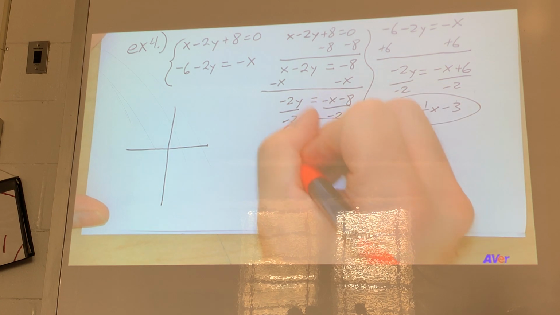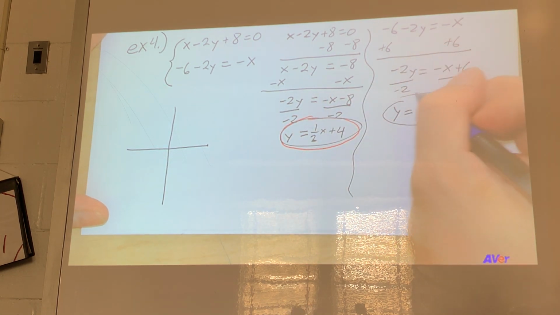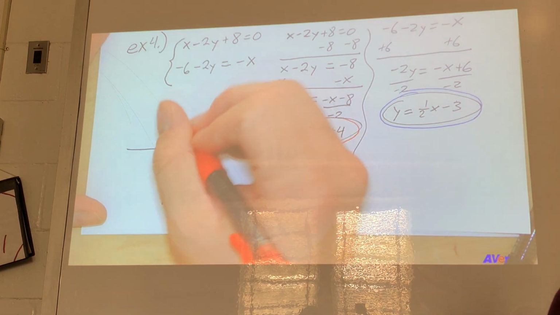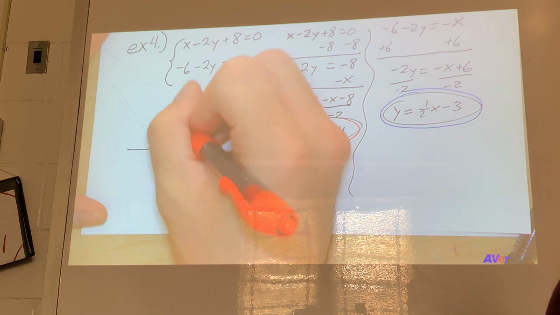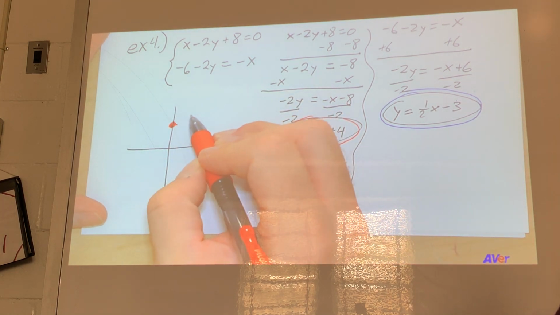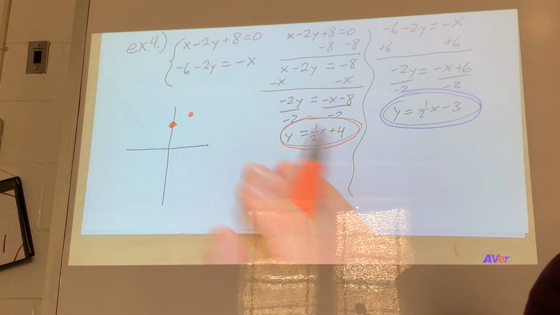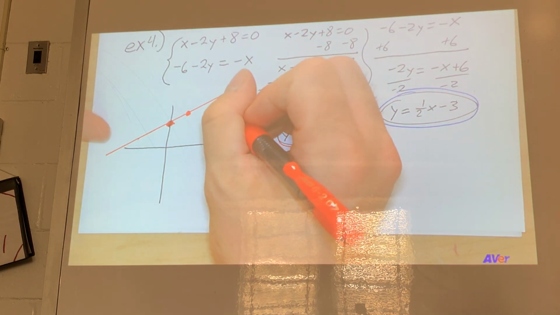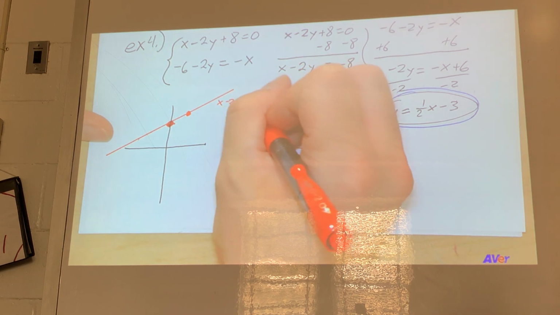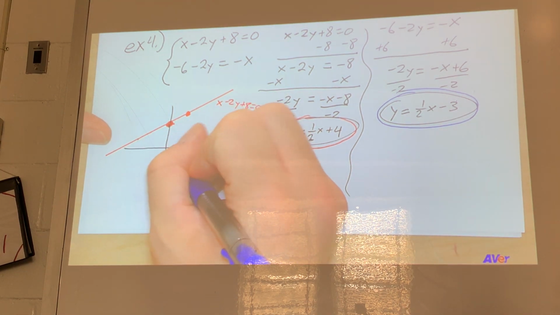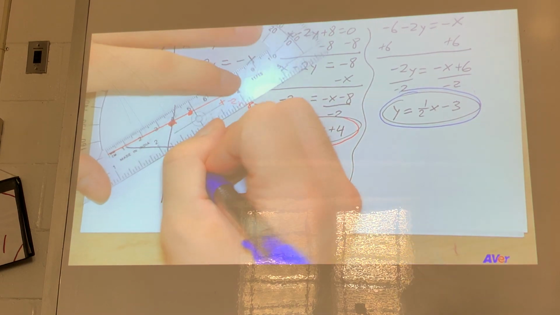All right, this one I'm going to do in red. This one I'm going to do in blue. The red one, I'm going to start at 4. Starting at 4, and I'm gonna rise 1 and run 2. Now I don't need to do the pattern for these because we know they're parallel, right? So there's my x minus 2y plus 8 equals 0. And then the other one I'm starting at negative 3 and I'm rising 1 and running 2, and it should be parallel to this one.